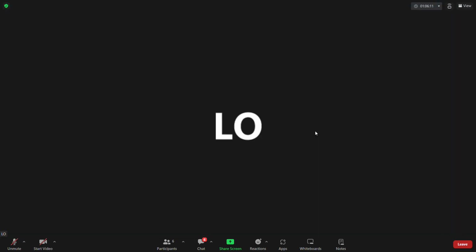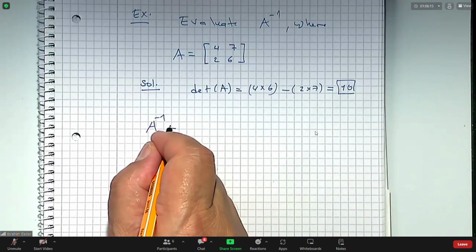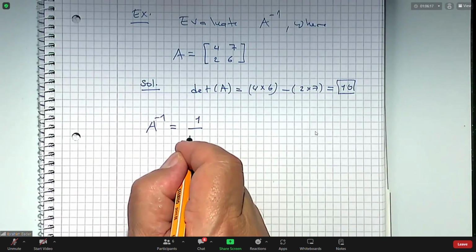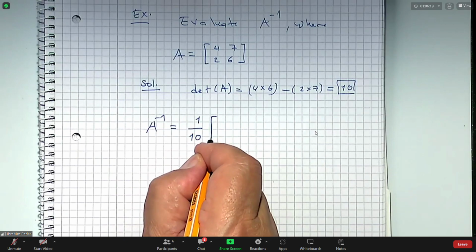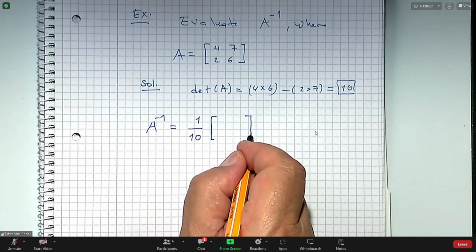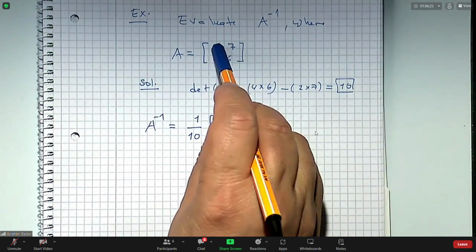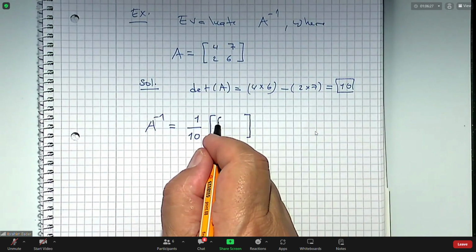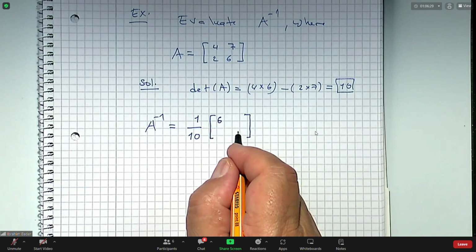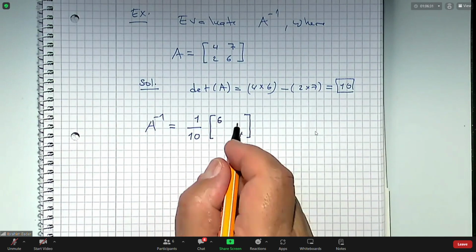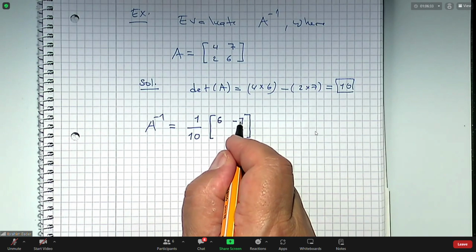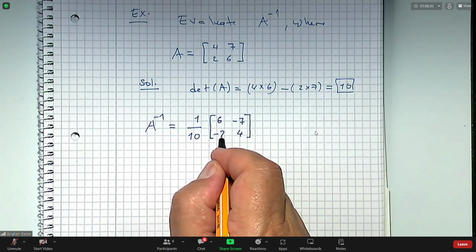Yeah. Okay, so A inverse is equal to 1 over the determinant, 1 over 10, multiplied by, now we need to apply the rule that we learned before. So switch the order of these. So here you have 6, here you have 4. Okay? Change the sign here, -7, -2.